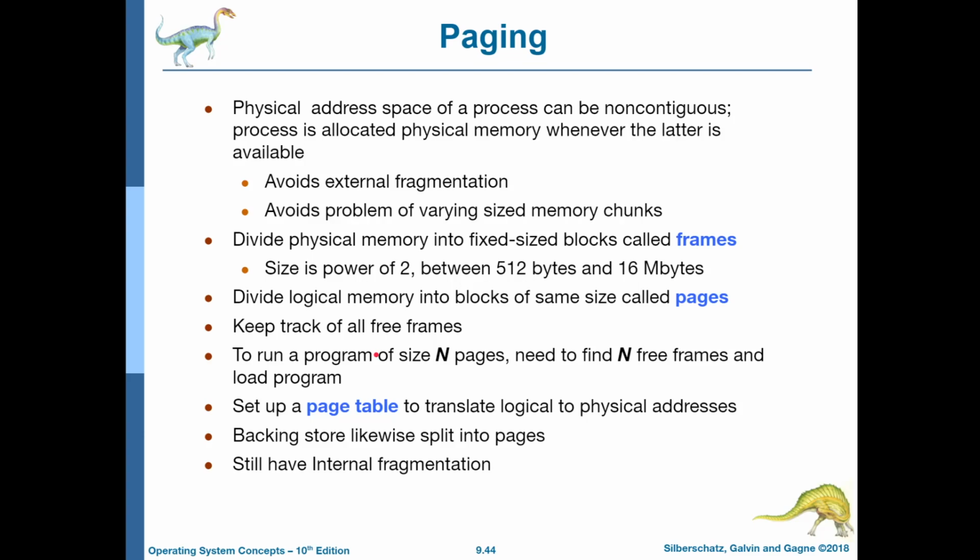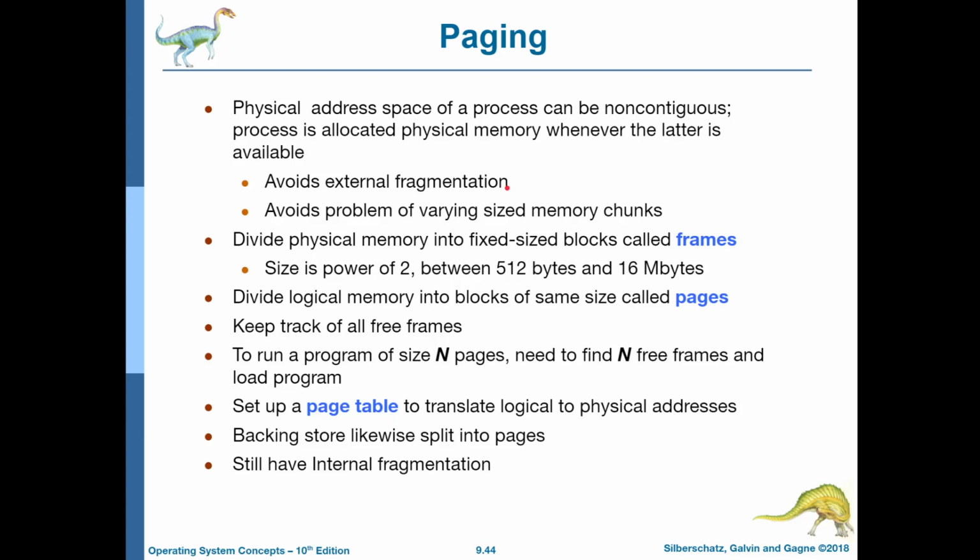Well, paging eliminates this by dividing physical memory into fixed-sized blocks. These blocks can be anywhere from 512 bytes to 16 megabytes, but whatever the value is, it's going to be uniform for all the frames. And this is usually done in a power of 2. Now, what happens when we have fixed-size blocks is we completely eliminate the problem of varying sized memory chunks. Everything is the same, every partition is the same memory size. So this completely eliminates external fragmentation.